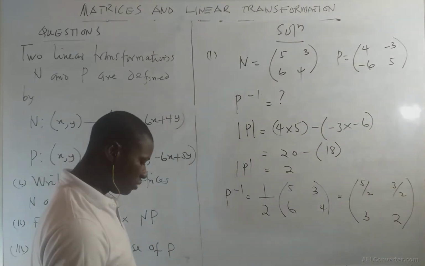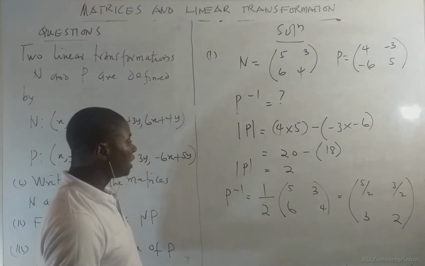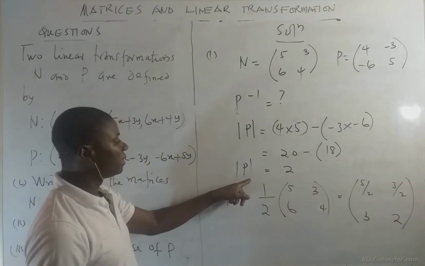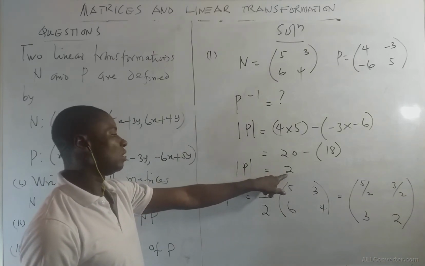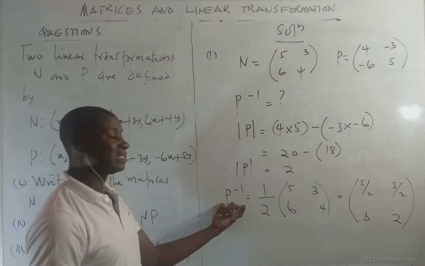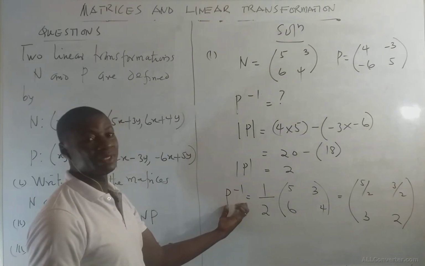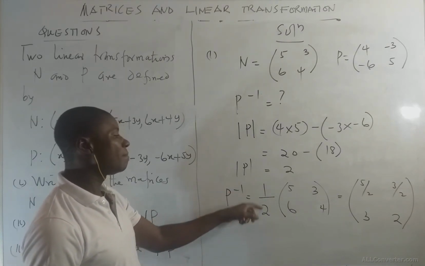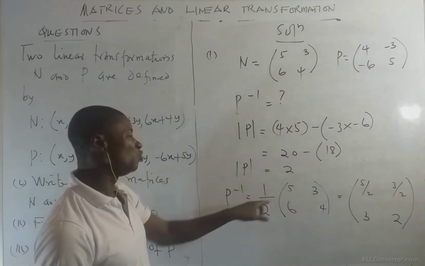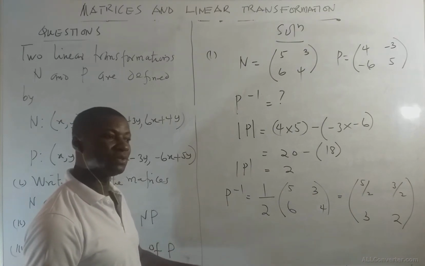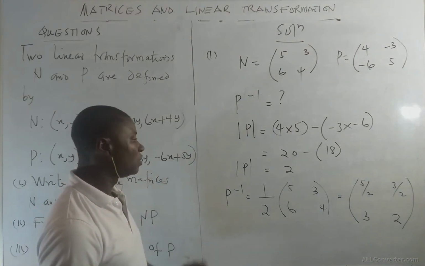Now let me tell you something here. It's very important. Assuming that after finding the determinant of the matrix P, you are getting 0. If you get 0 and you have to find the inverse, you write that it has no multiplicative inverse, because we need to divide 1 by the determinant. And if the determinant were supposed to give you 0, then you write that that particular matrix has no multiplicative inverse. So take note of that.